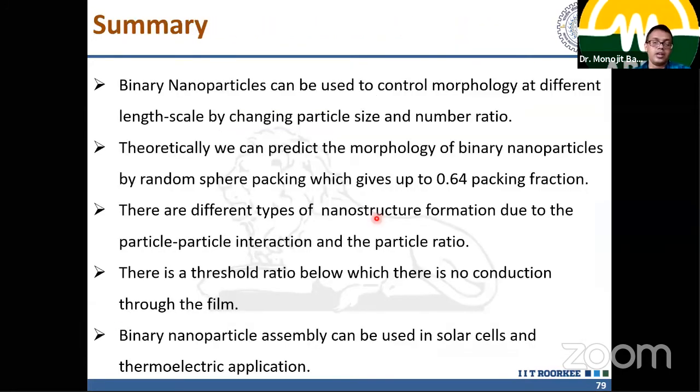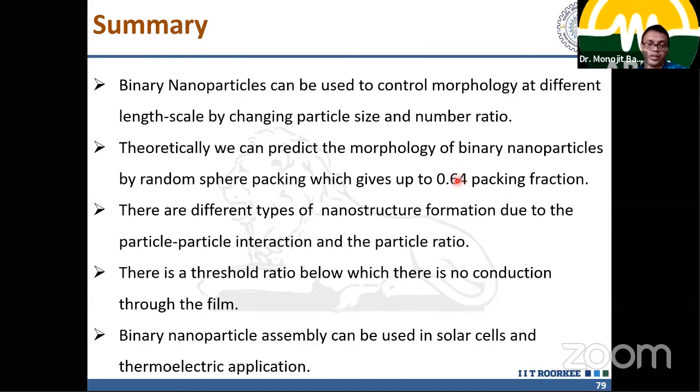So to summarize, binary nanoparticles can be used to control morphology at different length scales by changing particle size and number ratio. Theoretically, we can predict the morphology of binary nanoparticles by random sphere packing, which can give up to 0.64. Definitely, it will not give 0.74. However, if you use different sizes of nanoparticles, with polydispersity, one bigger particle and one smaller particle, you can still increase this fraction. You can go even to 0.68.